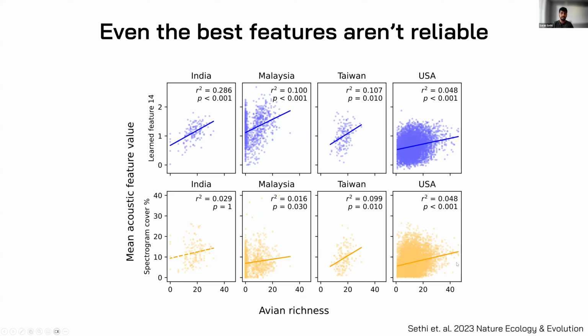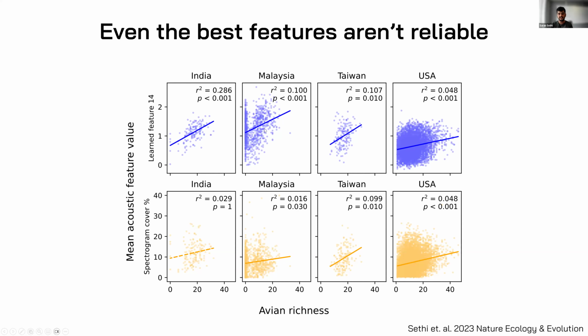And if we zoom in a bit more to look at those that performed the best, the few features that correlated with avian richness across 4 data sets, the learned feature 14 was a good one, for example. Here on the y-axis, you see the value of this acoustic feature, and on the x-axis, you see the value of avian richness. And you can see, whilst there are significant correlations with p-values in the kind of ranges that you like to see, the spread is enormous.